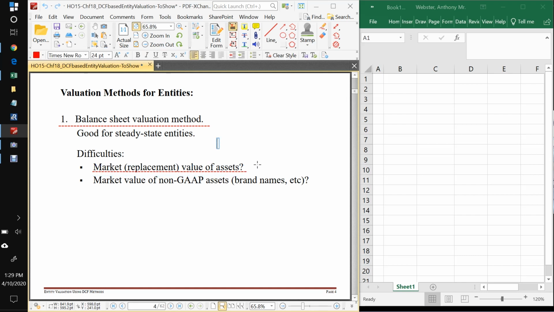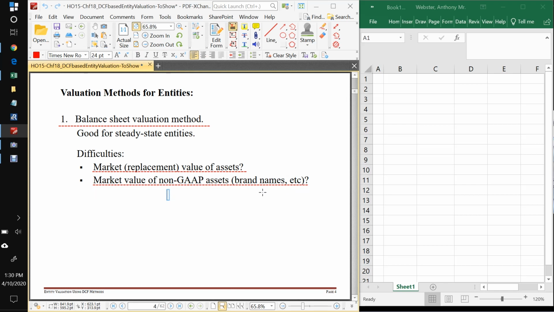When we looked at HCP, the REIT in the first class, for example, valuing each of their medical labs, each of their hospitals, putting a market value on each one is difficult and takes a lot of time. And also putting a value on assets that GAAP doesn't even account for is difficult.